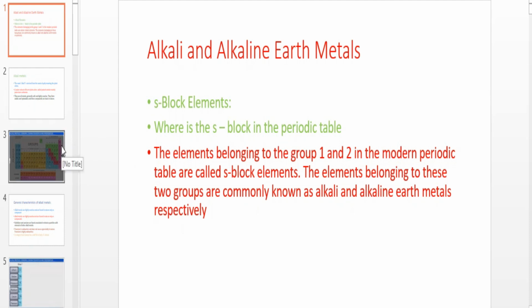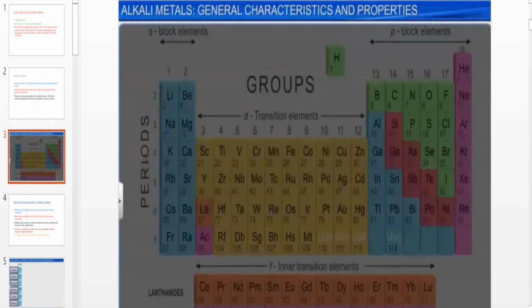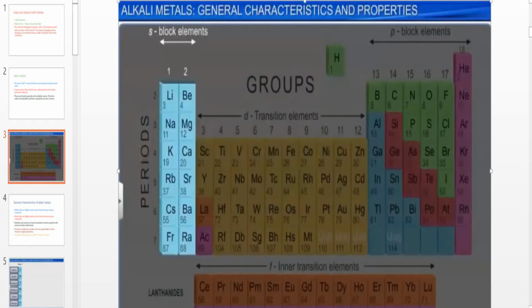Okay, this first and second group elements, or these S block elements, are otherwise called alkali and alkaline earth metals. Today let us study the first block element, namely alkali metals, in detail. Okay, you look at this video.